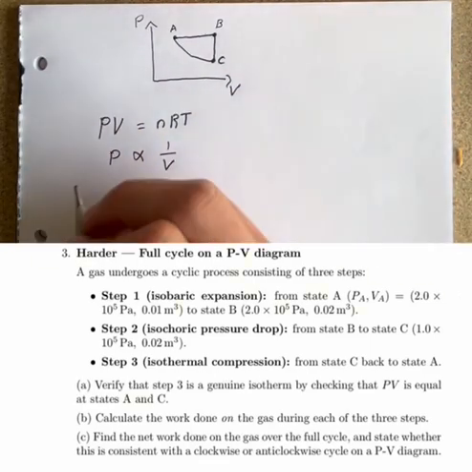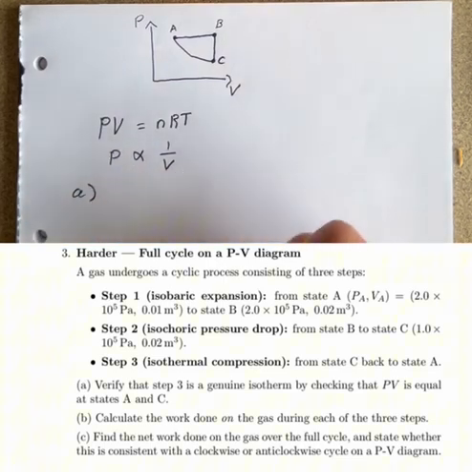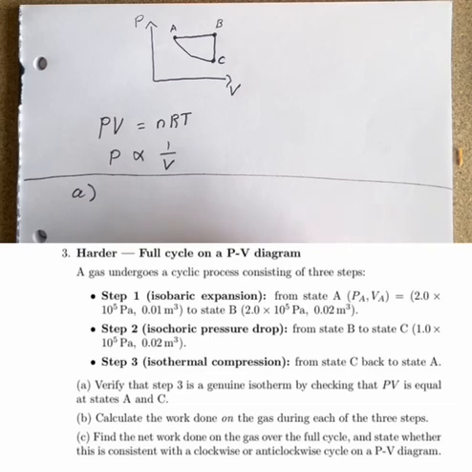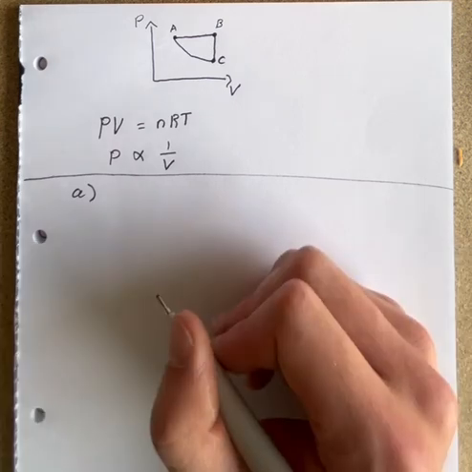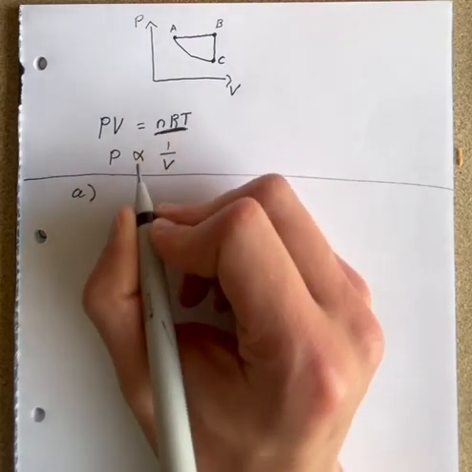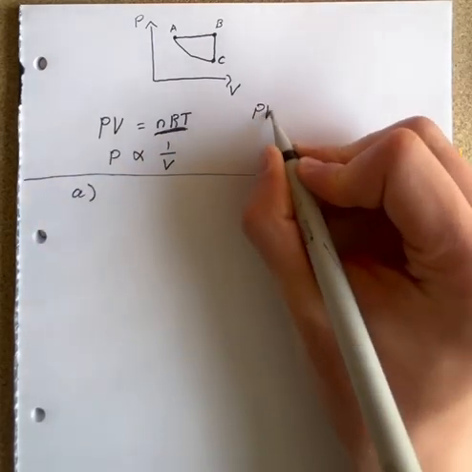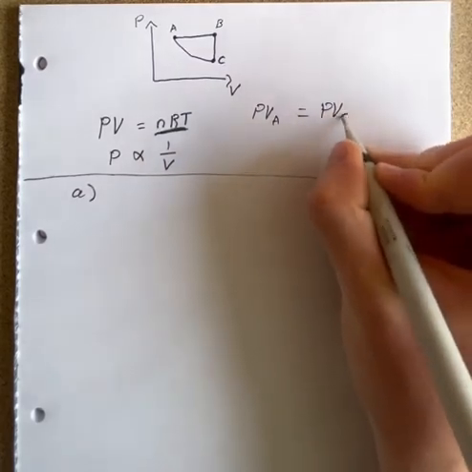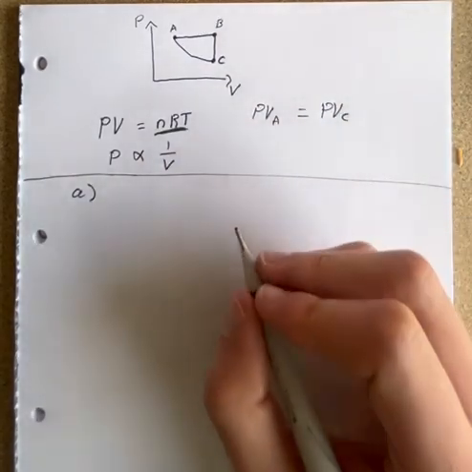So what does part A want us to do? Part A wants us to verify that step 3 is a genuine isotherm by checking that PV is equal at states A and C. Now, why does that tell us that it's a genuine isotherm? Well, since we have discovered that this is a constant, PV at state A should equal PV at state C if it's an isotherm. So let's solve that.